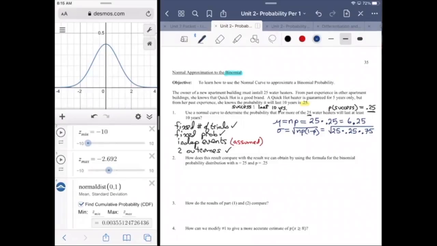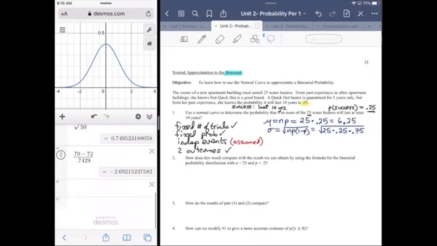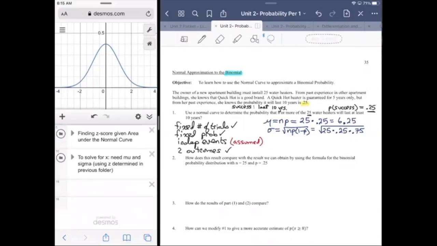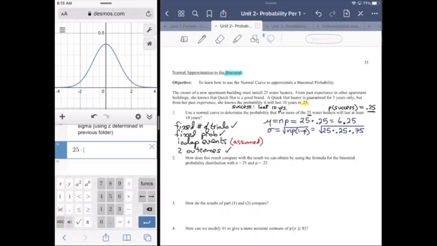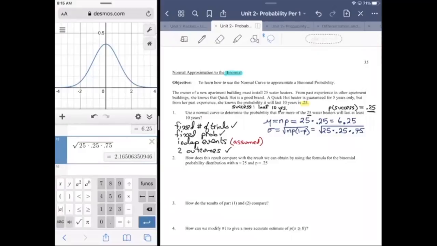So far, I don't think this apartment building owner is overly confident that these water heaters are going to last more than 10 years, because the expected value, 6.25, is nowhere near 25. We don't expect many of these things to last 10 years. So again, it was 25 times 0.25. And then the square root of 25 times 0.25 times 0.75. So we're looking at about 2.165 on the standard deviation.